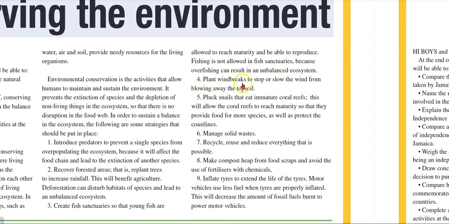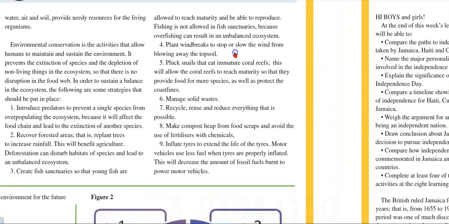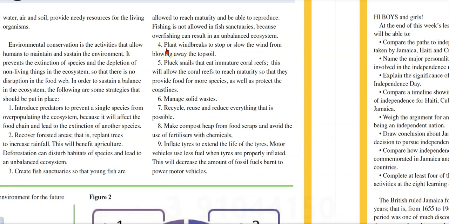Number 4, plant windbreaks to stop or slow wind from blowing away the topsoil. Now, you wouldn't believe, but wind is one of the agents of erosion. Yes, just like water. We can have areas where wind blows so strong that it can blow away the topsoil. So that's why the soil needs to be covered. If soil is left uncovered, it is exposed to rain and water in such a way that it can cause the removal of the topsoil, or wind can help to remove it as well. So having grass to cover the soil, that's the first step in protecting it.